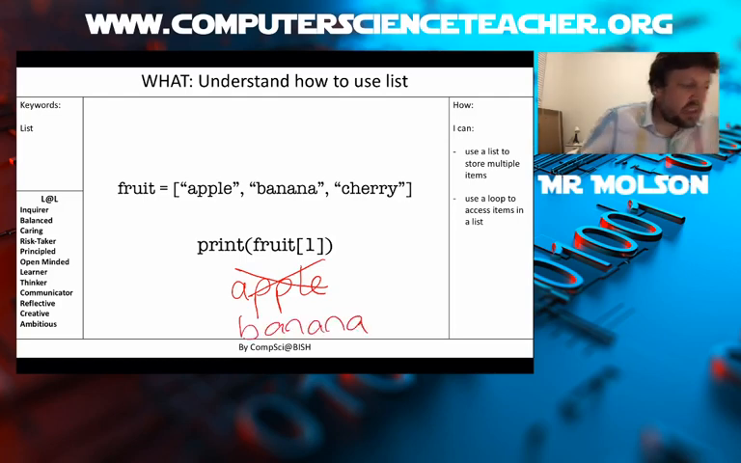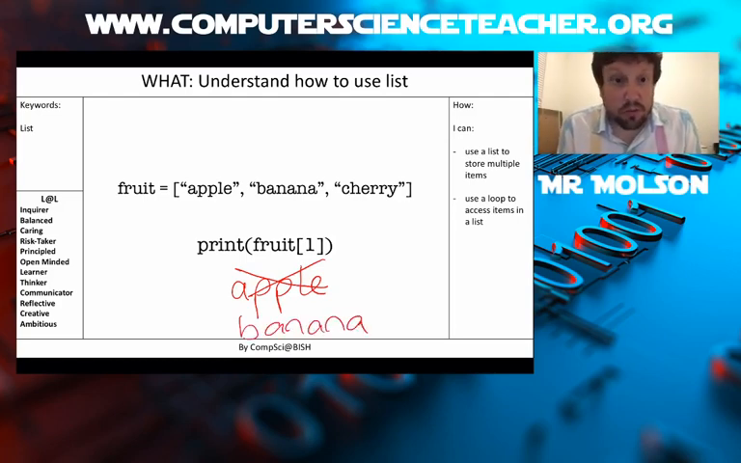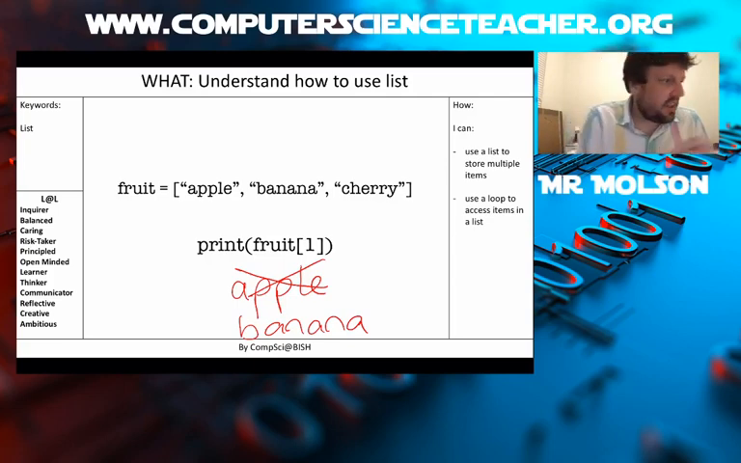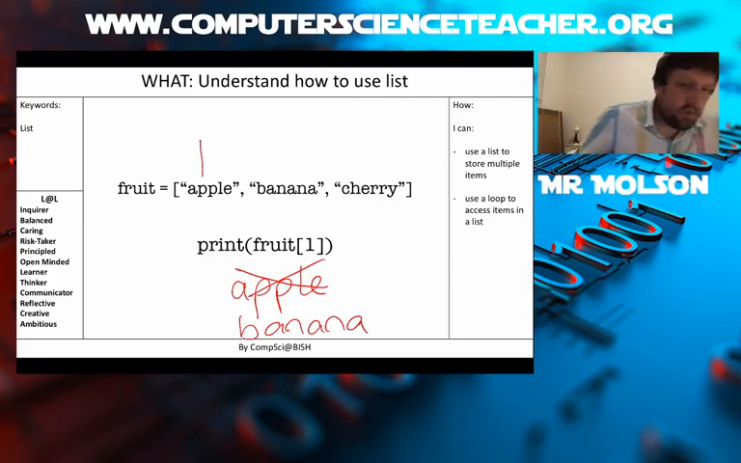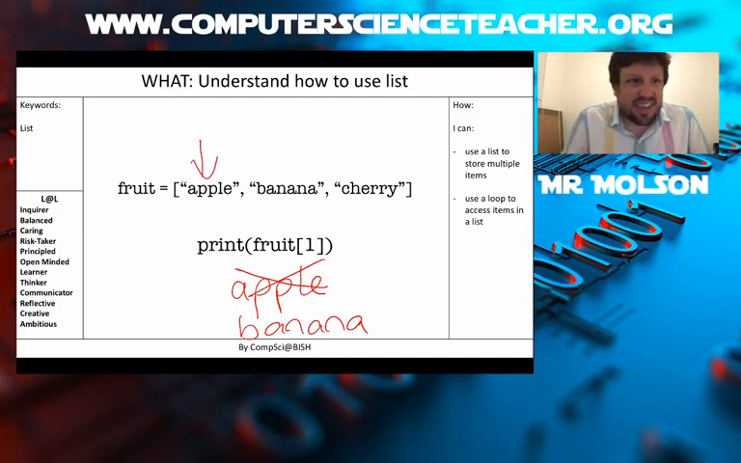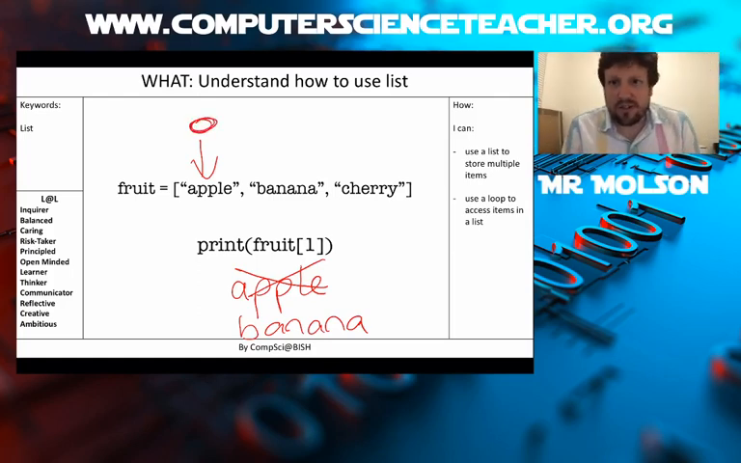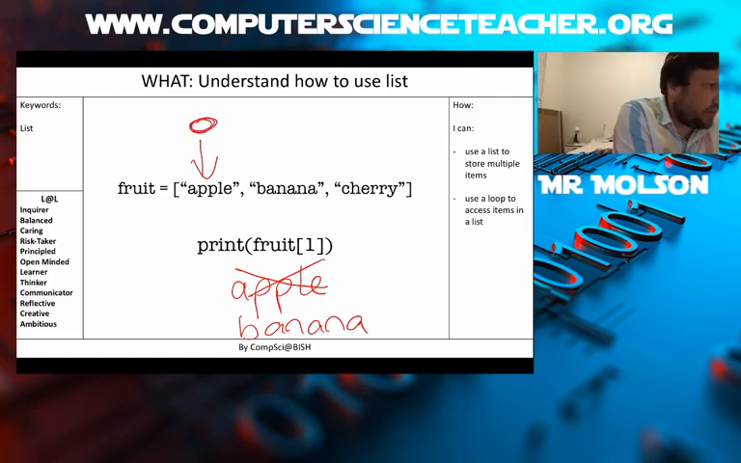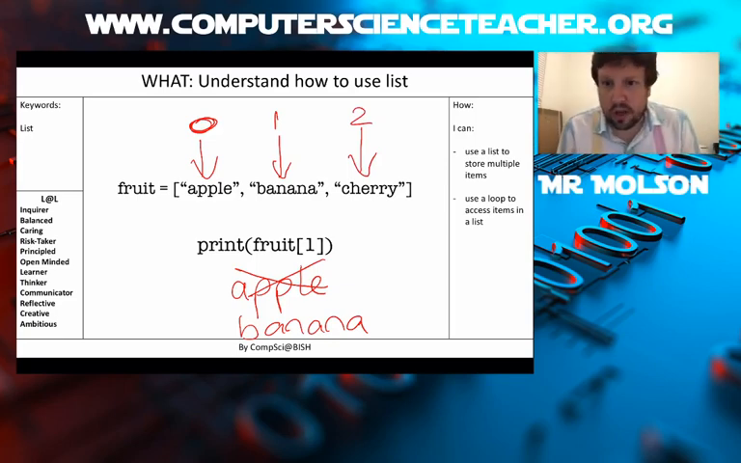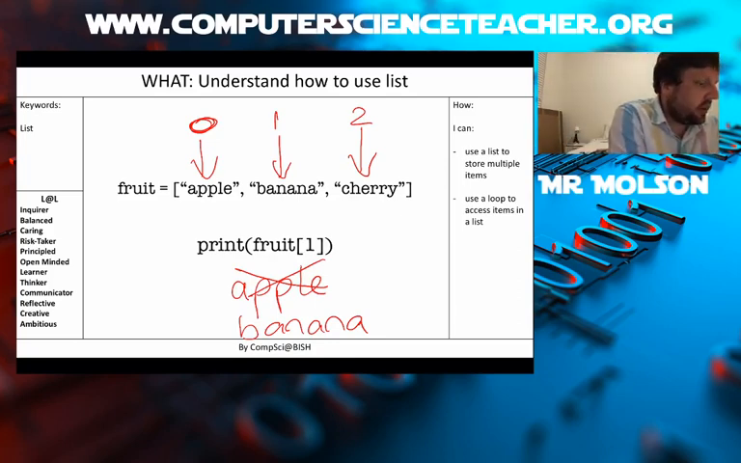Okay, and that's because in computer science we don't like to waste anything. So this element here, this apple, is the first element in the list, but that's represented using the number 0. So that's at position 0. This element here is at position 1, and then this element here is at position 2.